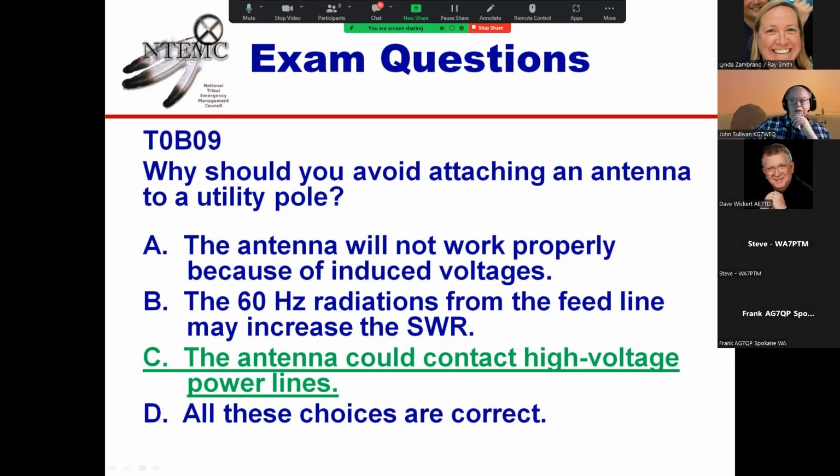Another good reason not to do it is it's usually against the law to attach things to the power company's power poles, and they will not be happy, and if they have to remove it, they're going to send you a bill for it. So another good reason not to do that.